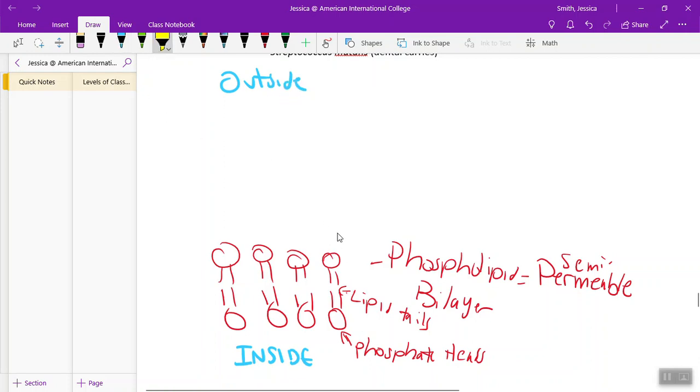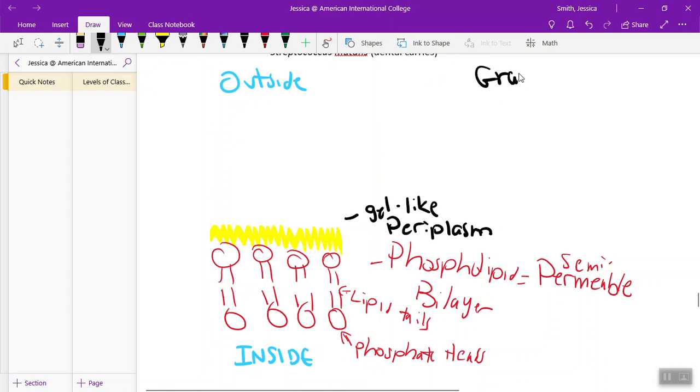Okay, so next, we have a very, very thin space. Here's a thin little space. This is actually a gel-like material, which we call the periplasm. In gram-positive bacteria, just to remind you, this space is very thin, not thick at all, and there may be a few proteins inside of it, just very few.